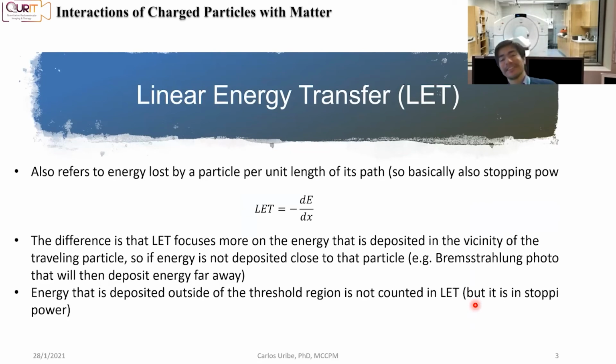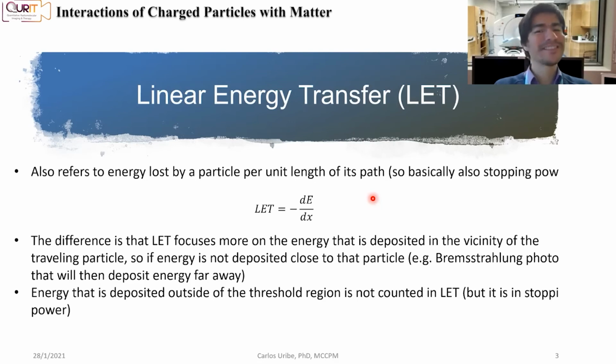There's another definition that's important to keep in mind. It's something that we call linear energy transfer. So what is linear energy transfer? Again, it also refers to energy lost by a particle per unit length. If you look at this, it's dE over dx, so energy per unit length. You'll think, well, it looks exactly the same as stopping power. And here I'm not normalizing it by the density, but other than that, it looks the same.